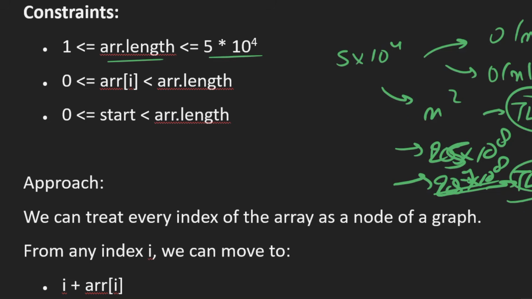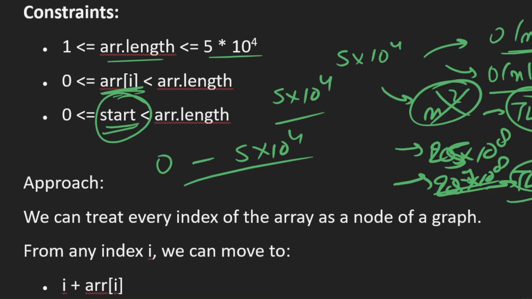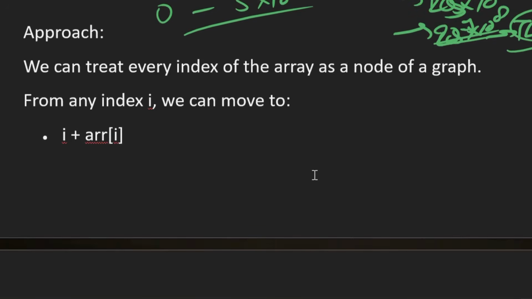So we can't use a solution of O(n squared). We have to either think of an O(n) or O(n log n) solution. Each element in the array can also be up to 5 times 10 to the power 4, and our start index can be any index from 0 to 5 times 10 to the power 4, right? So let's see the approach.